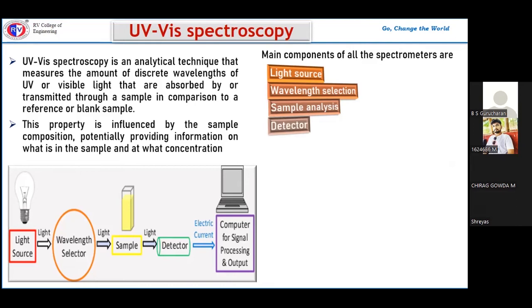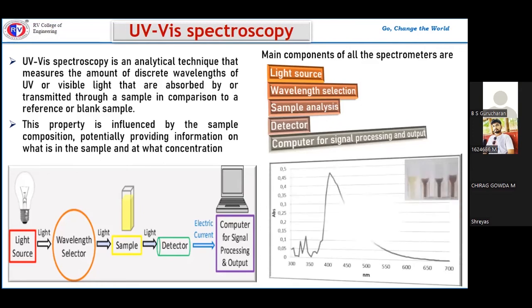A detector is used to convert the light into a readable electronic signal. Generally, detectors are based on photoelectronic coatings of semiconductors. Next is a computer for signal processing and output. In this, we are taking the information from the detector and making it into digital form, so we can analyze the readings and plot the absorbance versus wavelength graph.